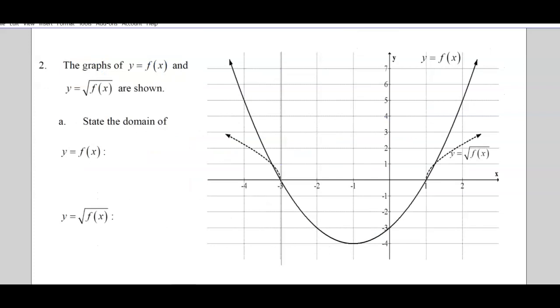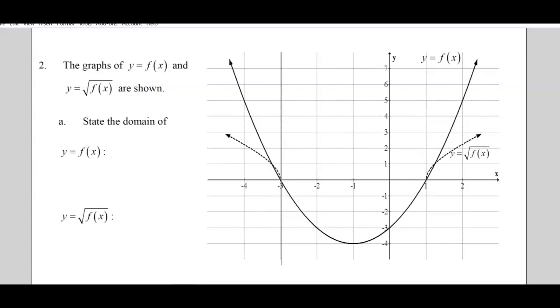Okay, so question 2, the original and the square root function are shown. So you can see it's very obvious there. Sometimes you have to almost accentuate it if your grid is really small and it's hard to see. In any case, you can see it there. The original is a parabola, okay? Notice how the vertex is below the x-axis and it's opening up.